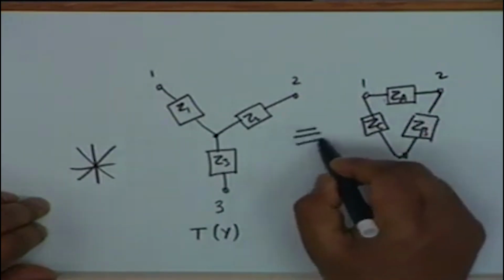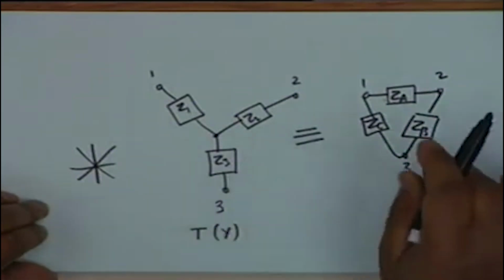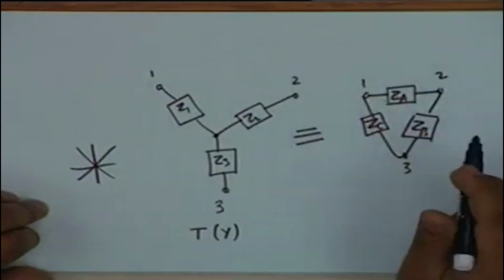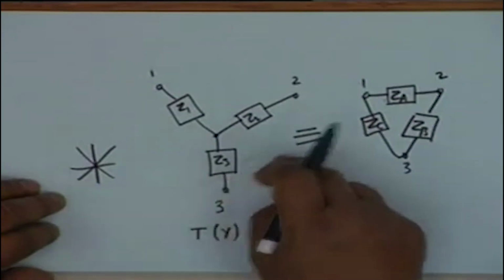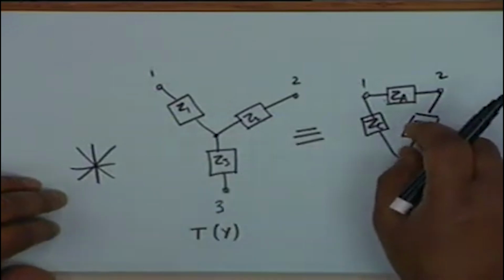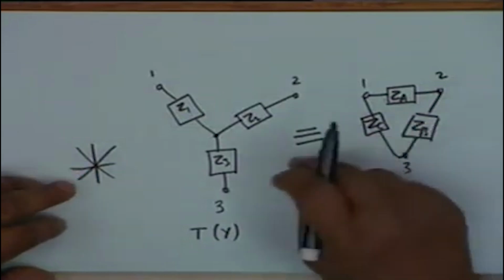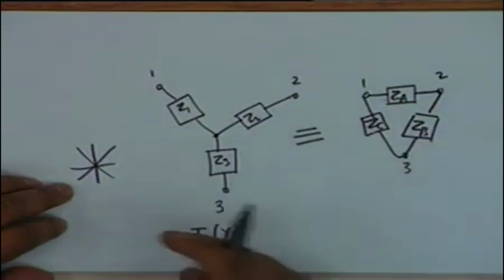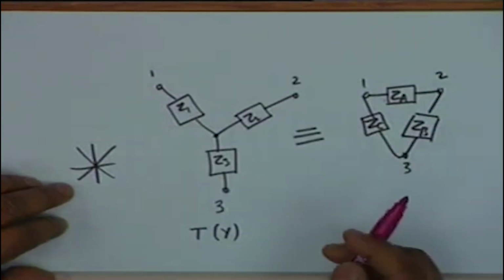I want to find out the conditions under which this network would be equivalent to this. This is a 3-terminal network. This is also a 3-terminal network. To determine the equivalence of one network to the other, what we do is we make either open circuit or short circuit measurements for both the networks and equate the results. All right. The algebra is quite simple once you understand what it is that we are doing.